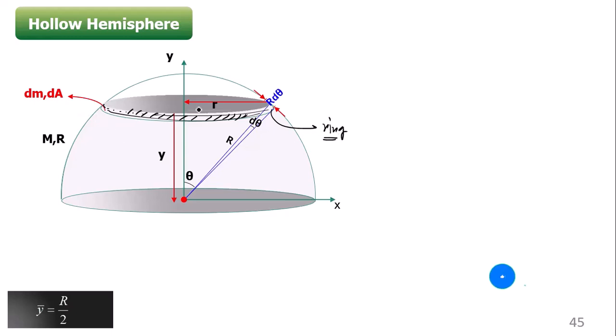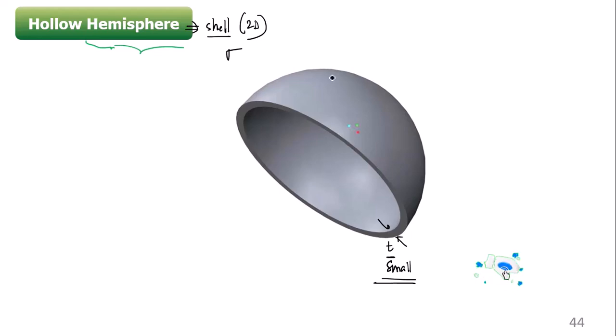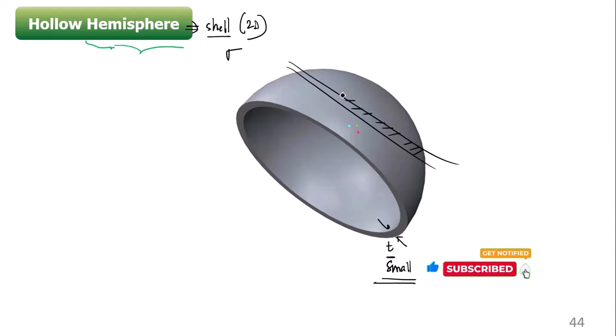So once I cut this hemisphere in this manner, the portion where I cut it is our element. How does that element look? Basically it is a ring, because the inside part has no material, so it is acting as a ring. So it is a ring element.